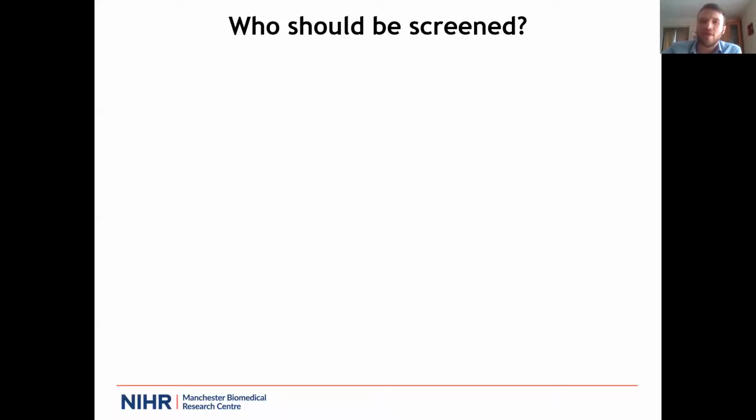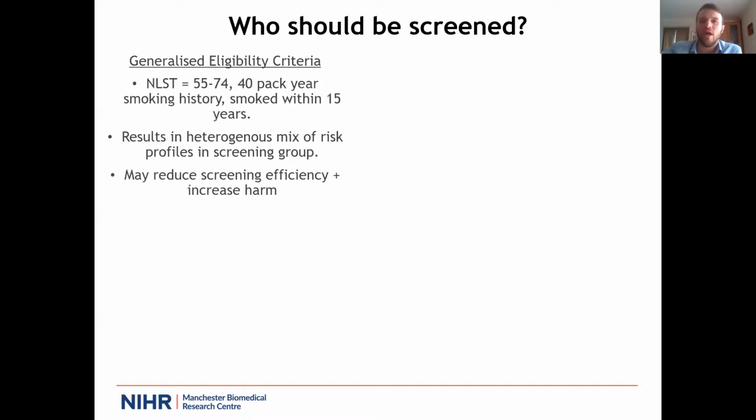So there are 2 methods really of approaching screening selection. The first one is using generalized eligibility criteria. This is similar to what that large screening trial did. You pick an age bracket, for example, 55 to 74, and you pick, I think that should actually be 30 pack year smoking history. You pick a history of smoke exposure, and you just screen everyone who fits into that category. The potential issue with this is that you have people at a large range of different risks in your screening population, and therefore that could theoretically reduce screening efficiency and increase the harm.